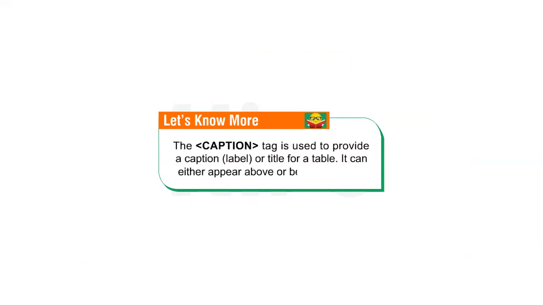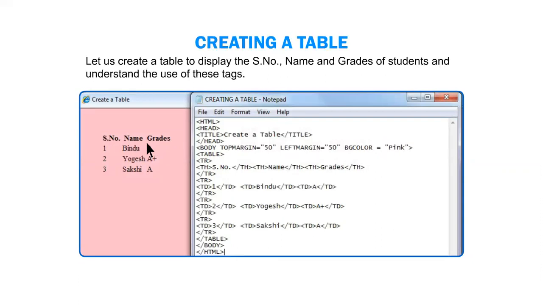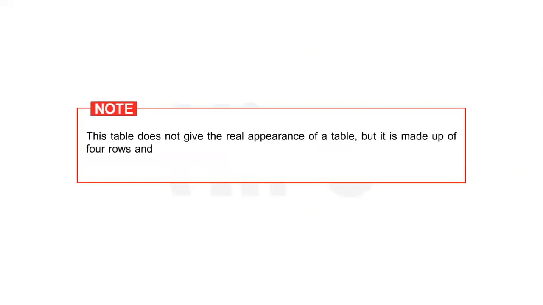Students, let us know more. The caption tag is used to provide a caption label or title for a table. It can either appear above or below the table. Let us create a table to display the serial number, name, and grades of students and understand the use of these tags. Note that this table does not give the real appearance of a table, but it is made up of 4 rows and 3 columns. To enhance its appearance, you will learn more about other table attributes.